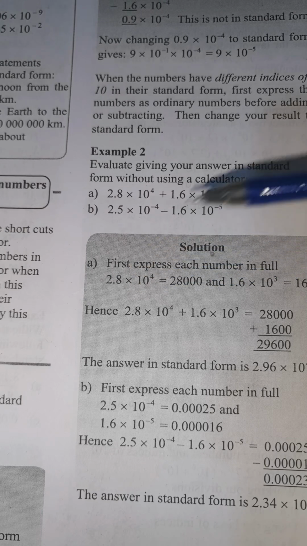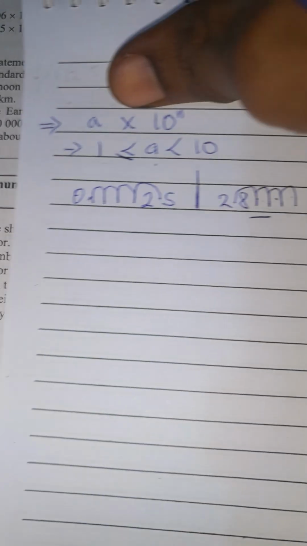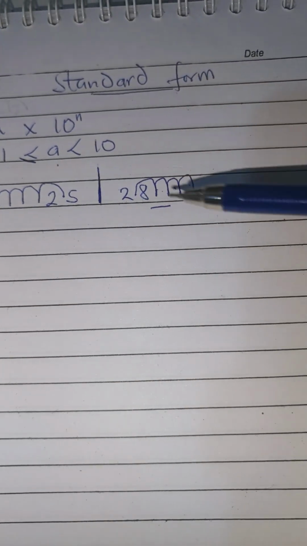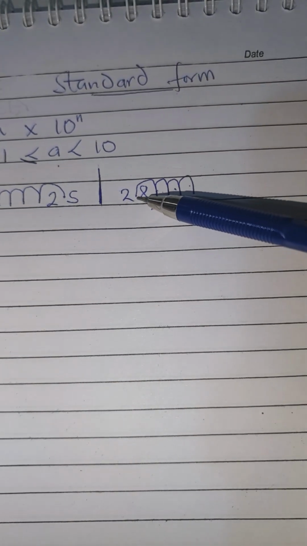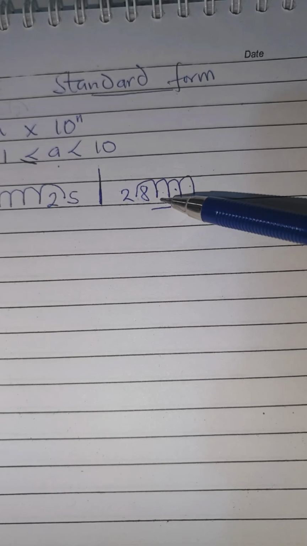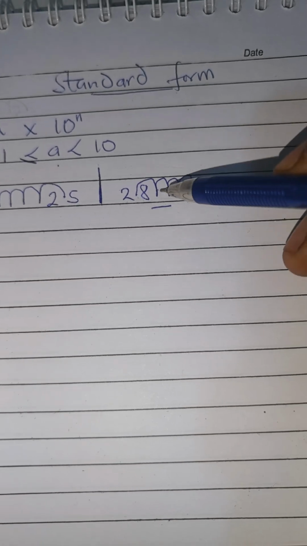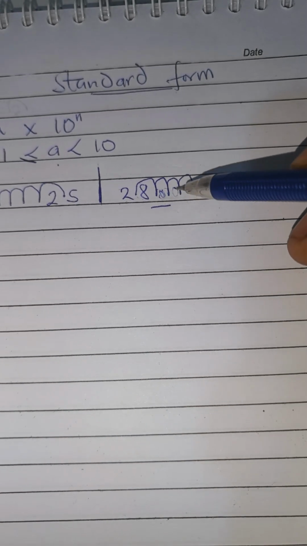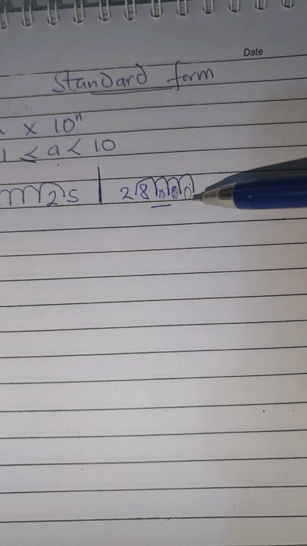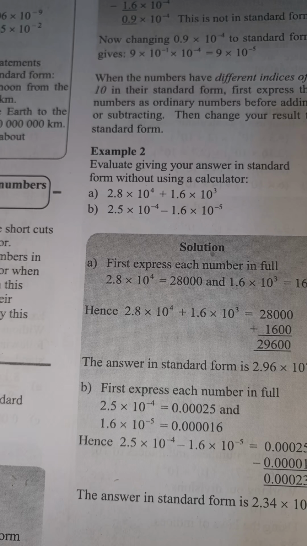So how many times do you move? Let me bring it once again. We have this. The dot is here. You're moving how many steps? 4. 1, 2, 3, 4. So meaning bringing your zeros. How many zeros? Sorry, it's 3. Hence 28,000.